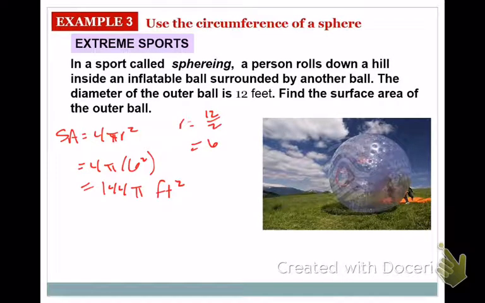And did you get 144 pi square feet? Remember that they gave us the diameter of the ball. And we had to divide the diameter by 2 to get the radius and plug that into the surface area formula. So the surface area of the outer ball is 144 pi square feet. Okay? Easy enough.